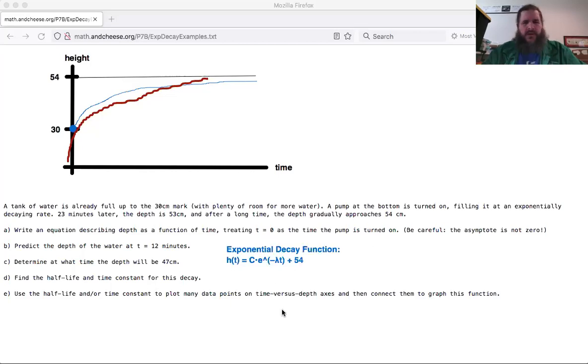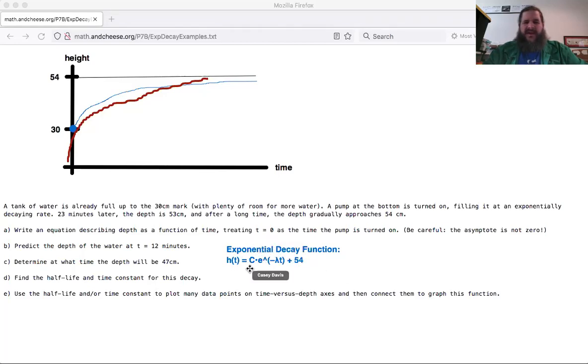Okay. So some unknown constant c times e to the negative lambda t plus 54. The lambda represents something about how fast it decays, how long it takes to make that decay happen. And c represents something about the initial conditions, but won't just be 30. But now that we've got the general format, including the plus 54 to represent the asymptote, we can now start using information we have to solve for c and lambda.